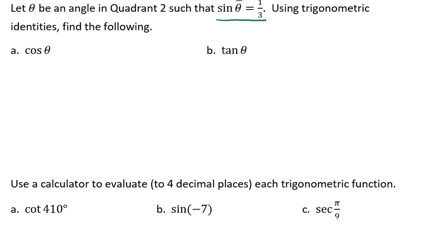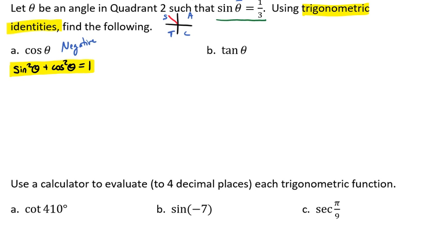So we know that the sine of theta is 1/3, and that we're using trig identities. So what do we know? Well, if we're in the second quadrant, then only our sine and cosecant will be positive. Everything else will be negative. So that tells us that our cosine of theta is going to be negative. So we know that the sine squared of theta plus the cosine squared of theta equals 1, and that is our trig identity.